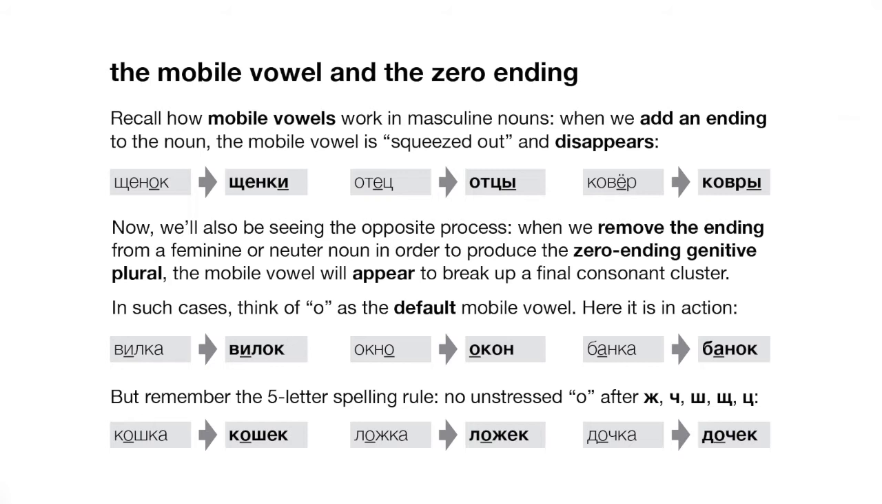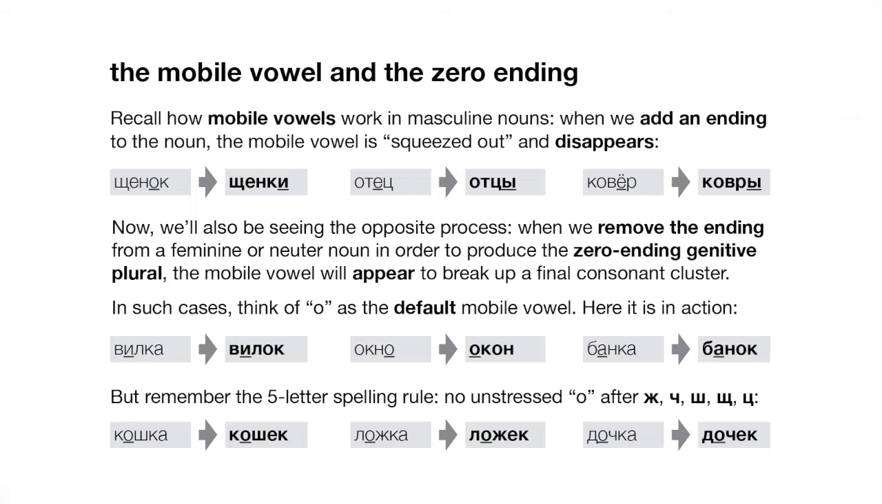Banka becomes banak, not bank but banak. Okay, now remember the spelling rule. We usually would use o by default for a mobile vowel, but if it happens to follow a hushing consonant or a tse in an unstressed position, well, that's the five-letter spelling rule. We can't write o in that position in Russian. Instead, we write e.